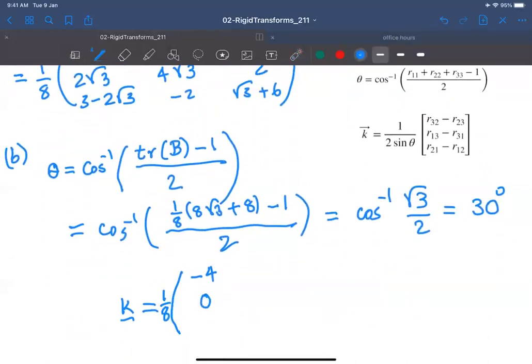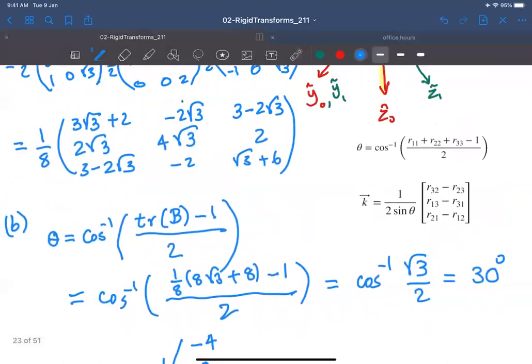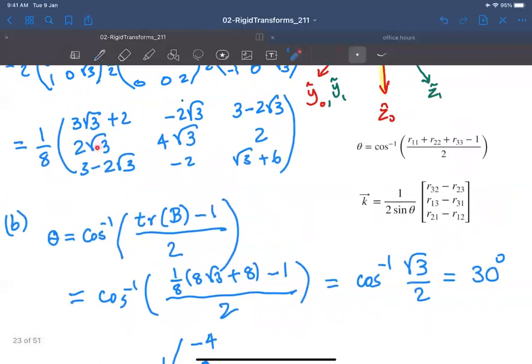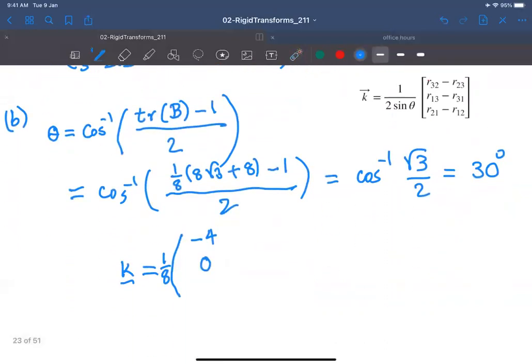What about the last one? It's R21 minus R12. This one is 2 root 3 minus, so it's plus 2 root 3. So the answer is going to be 4 root 3. So that's going to be minus 1/2, 0, and then root 3 over 2 if you multiply by the 1 over 8.